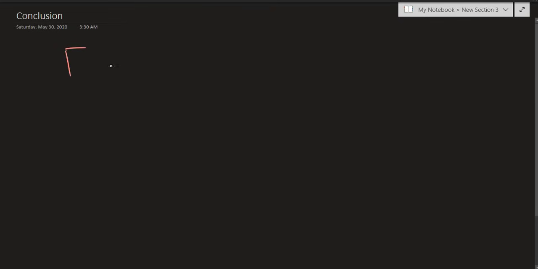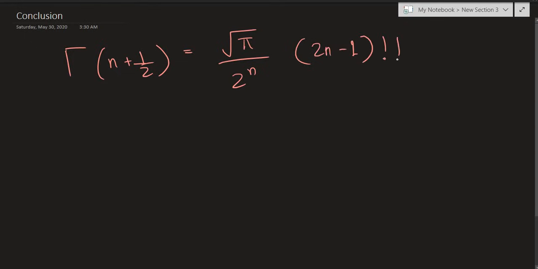So we had the gamma of n plus half to be square root of pi divided by 2 to the n times 2n minus 1 double factorial, and we know that this is odd, right? That's if you remember our perspective number 1 and 2, we always had an odd series. I think that was perspective number 2, yeah. So in perspective number 2 we had odd powers, right? 1 times 3 times 5, so this is always odd.